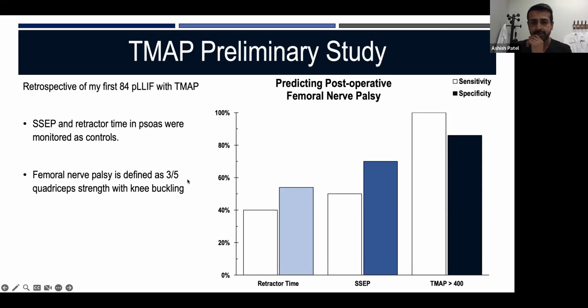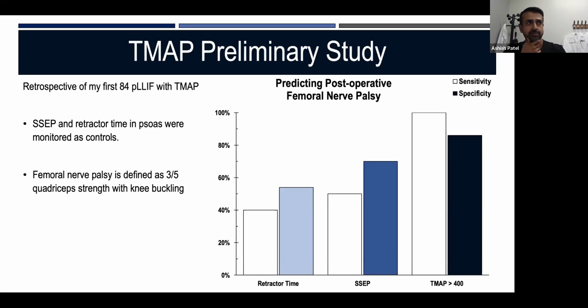Yeah. So because we have to be more sophisticated with our approach in the OR around nerve integrity, we ran TMAP and SSCP and then compared it to retractor time. And what we did was we correlated that with our postoperative exam in the patient while they're doing their physiotherapy while they're in the hospital.